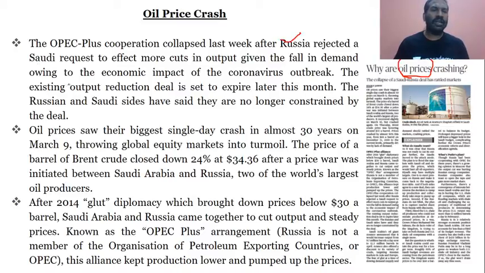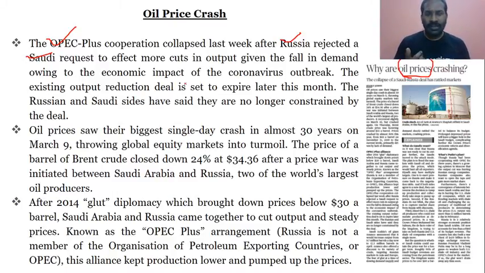That is Russia and Saudi Arabia. So along with the coronavirus, and again along with the OPEC plus countries, that is Russia and Saudi Arabia, which have come up saying that we will not reduce the output production because of the coronavirus, we will still further go ahead with the production.